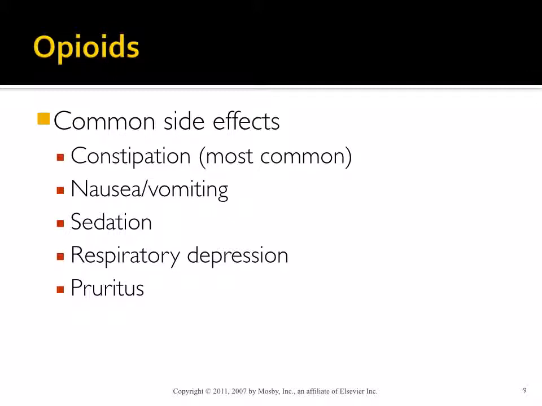Nausea and vomiting is a very common problem with opioids, and usually the nurses on the floor give them Reglan or Zofran to minimize the opioid-related nausea and vomiting. Sedation and respiratory depression are two of the most common fears associated with opioids. Sedation usually is seen in people who are very naive to the opioids.